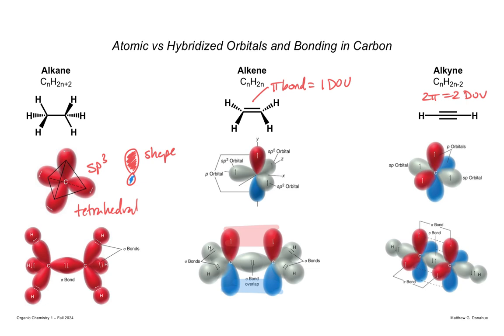So let me write down some words here. This was trigonal planar. And then what word do you think we use for the alkyne? Linear. And again, that results in changing the shape of the molecule.